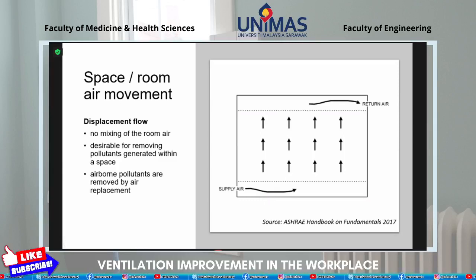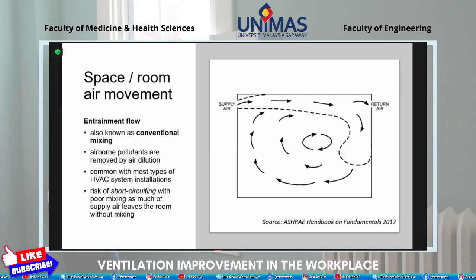Okay, from supply to the exit, then we will have what we call displacement airflow. Displacement airflow means that there is no mixing of air inside this room. If there is no mixing of air inside the room, then it is very desirable for us to have this kind of air movement for airborne pollutant removal. So in this case of the webinar, we would love to have this kind of airflow to effectively remove the aerosol transmission or aerosol contaminants inside the room.